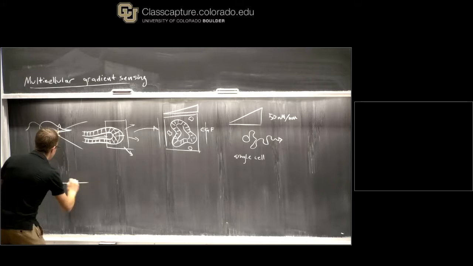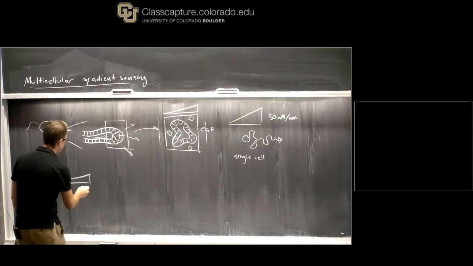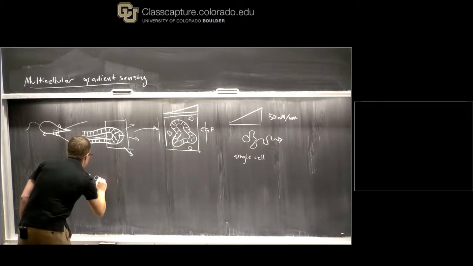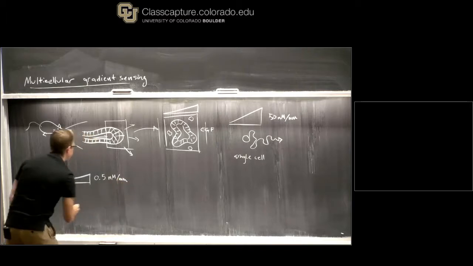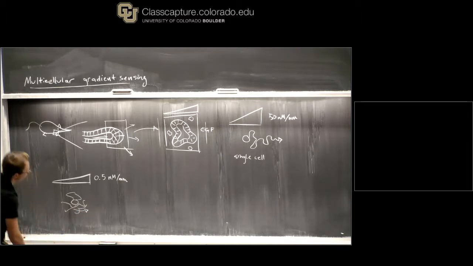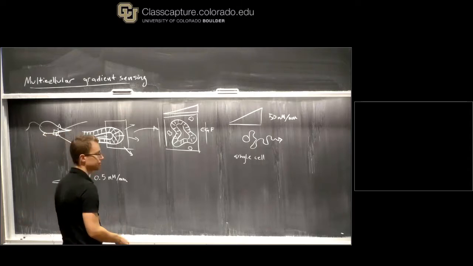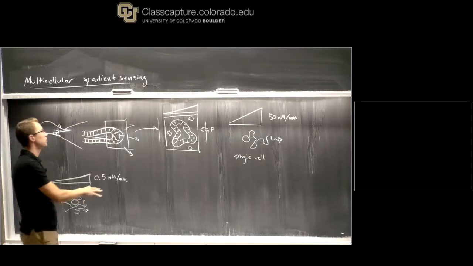But if you reduce, and this was known before, these are cells whose gradient tracking properties had been studied before. If you reduce the gradient by a factor of 100, to 0.5 nanomolar per millimeter, then the single cells will still move around, but they'll just do an unbiased random walk. Okay? So this was important for us to establish the threshold below which a single cell could not detect the gradient. But in the same weak gradient, you can watch the behavior of the organoid.